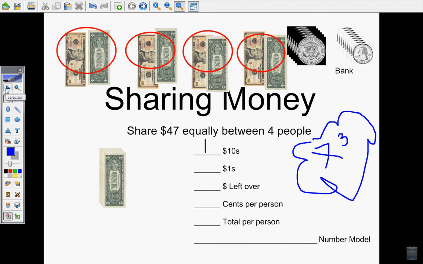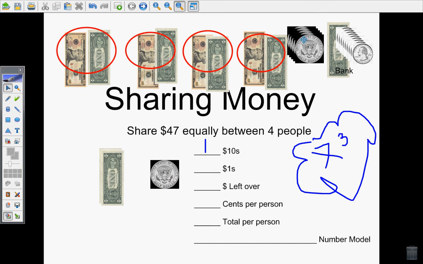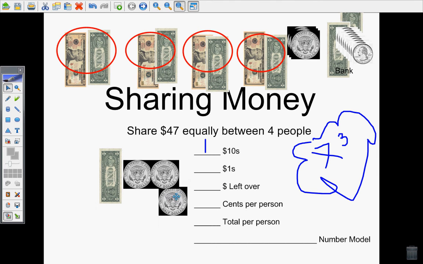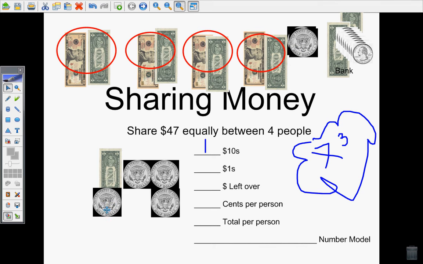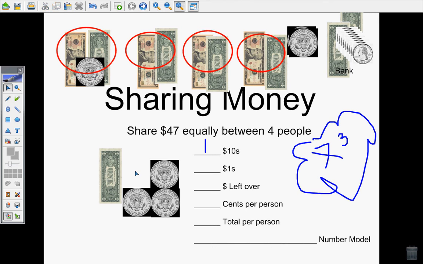Well, the next biggest coin I have would be a 50-cent piece. So I'm going to go ahead and take this dollar bill, put it back in the bank, and get 2 50-cent pieces. Now I can't split 2 50-cent pieces up with 4 circles though, so I'm going to take another dollar and get 2 more 50-cent pieces. Now with 4 50-cent pieces, each person could get one 50-cent piece.